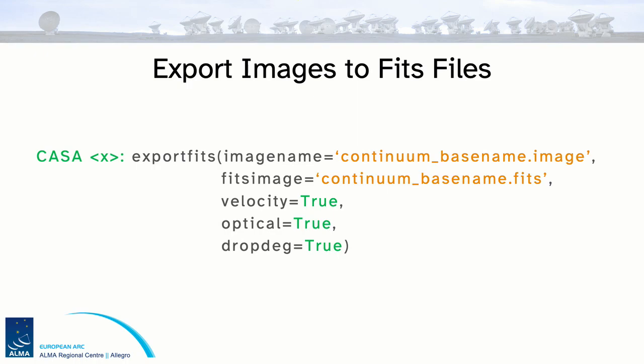You will likely want to convert your CASA images to a data format that is more widely compatible with other analysis tools, for example, the FITS format. You can do this using the exportfits command in CASA, and you can also specify the format of the spectral axis. Here I have specified that I want a velocity axis, and I want the optical velocity convention as opposed to radio. Additionally, you can choose to drop degenerate axes such as the Stokes axis if it isn't important for your data.